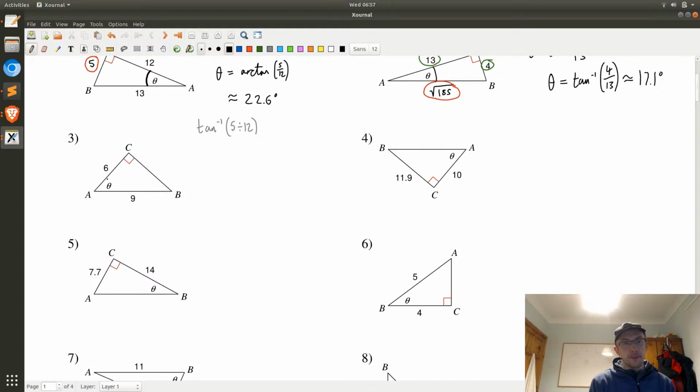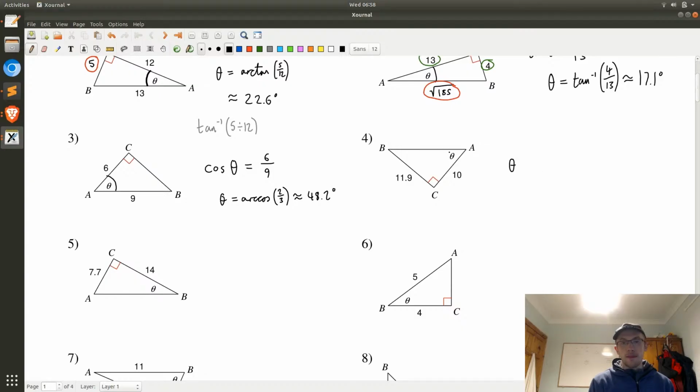Next, hypotenuse and adjacent. So, who's that? Cos theta is 6 over 9. Cos theta is 2/3. So theta is arc cosine of 2/3, or about 48.2 degrees.